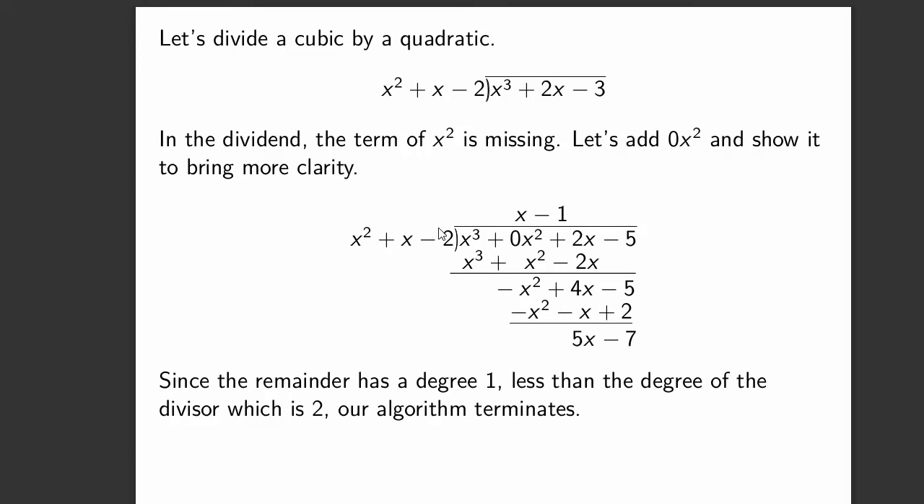Now we can write this as x cube plus 2x minus 5 equal to x square plus x minus 2 multiplied by x minus 1, plus 5x minus 7.